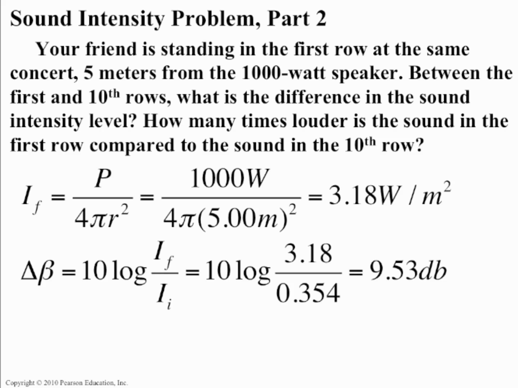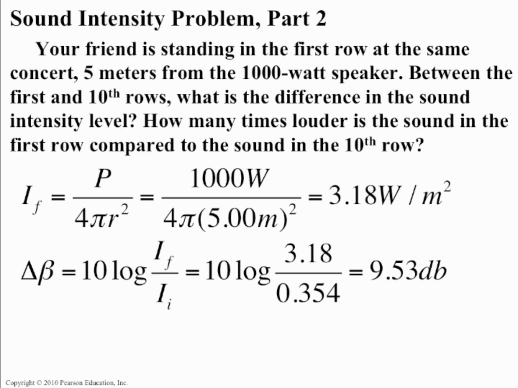And now we can use our delta beta formula. So 10 log I_F over I_I. And normally, you can always consider anything your final or initial, but you should consider your initial just because it's standard. The initial is the smaller of the two, and the final is the larger. All right, so we have 10 log 3.18 over 0.354, and that gives us 9.53 decibels.